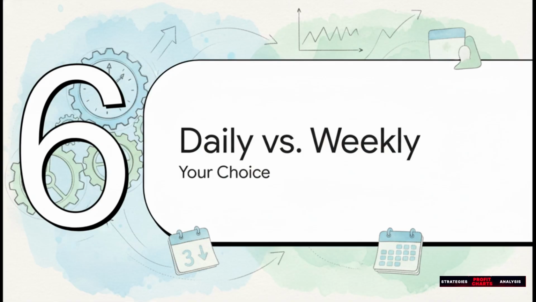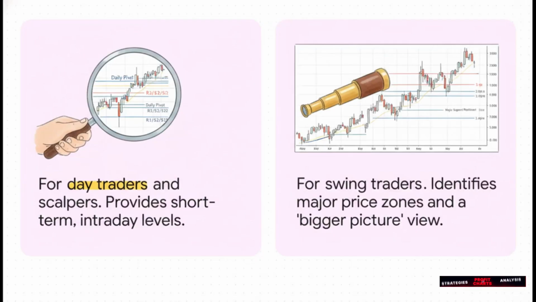This brings us to a final but really important choice you have to make as a trader. You see, not all pivots are created equal because they can be calculated on different timeframes. The two most popular by far are daily and weekly. Honestly, this choice really boils down to your personal trading style. Think of it like this. If you're a day trader getting in and out of the market on the same day, then daily pivots are your entire universe. They give you the key intraday levels you need.